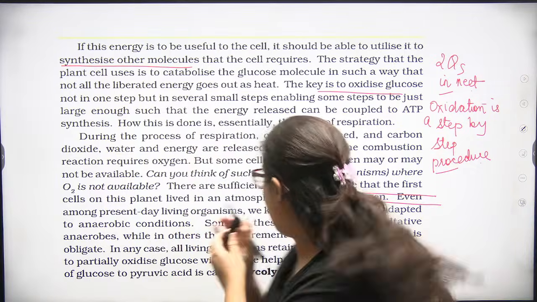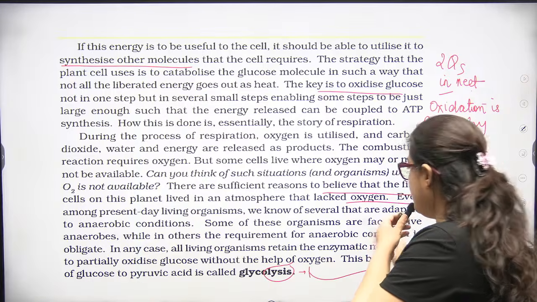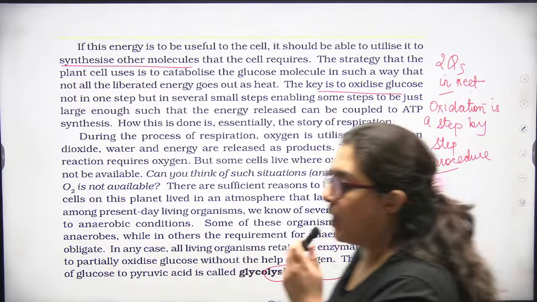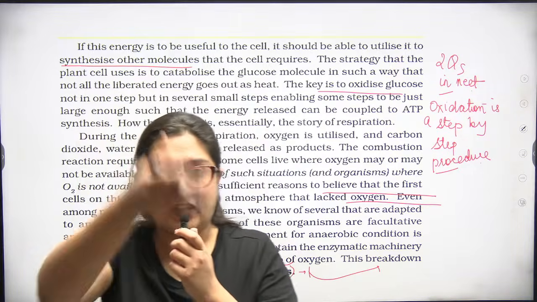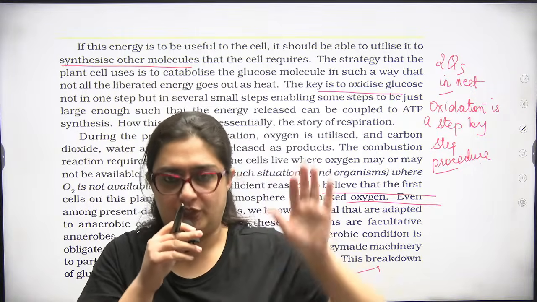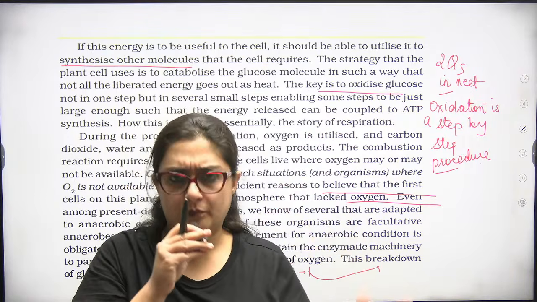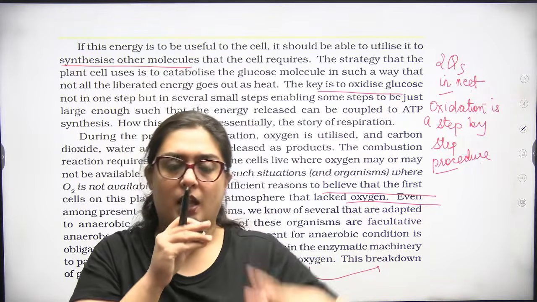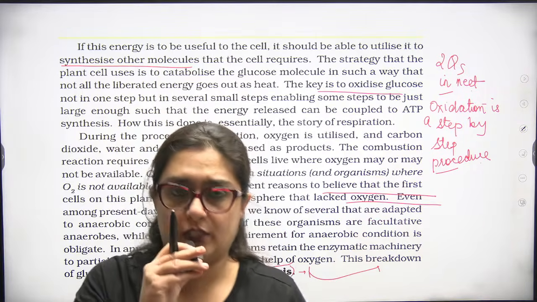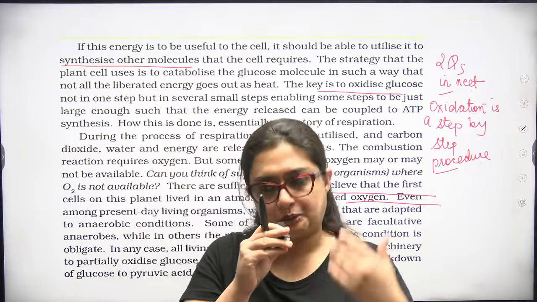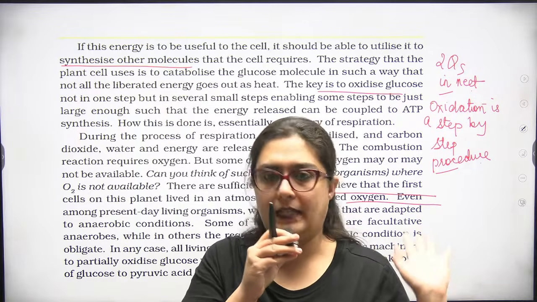We are breaking glucose, lysis. Lysis means breakdown. So when we are breaking the glucose, energy is obtained in a step by step process. First time breaking, some amount of energy is released, then some intermediate products are formed, then again breaking, some intermediate products are formed. So in this way, through a step by step procedure, the oxidation of glucose will take place.